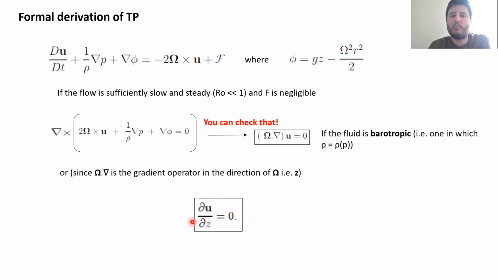So this is a formal mathematical expression of the Taylor-Proudman theorem, and actually it is just a mathematical demonstration that for a geostrophic flow in which the density only changes with pressure, the vertical structure of the fluid has strong rigidity.